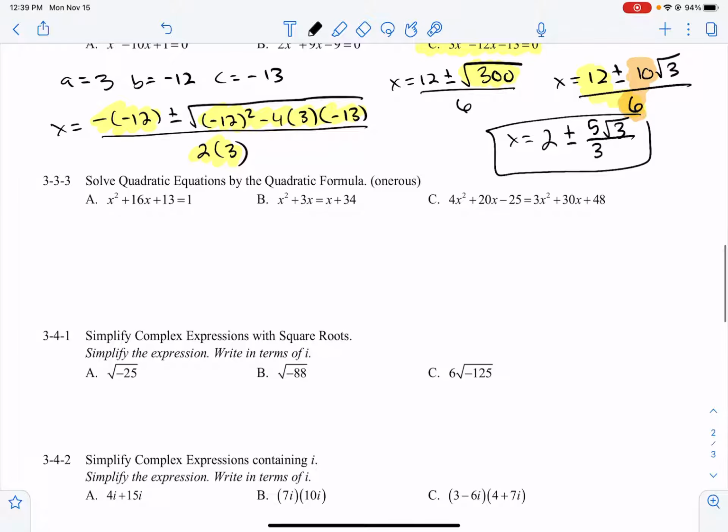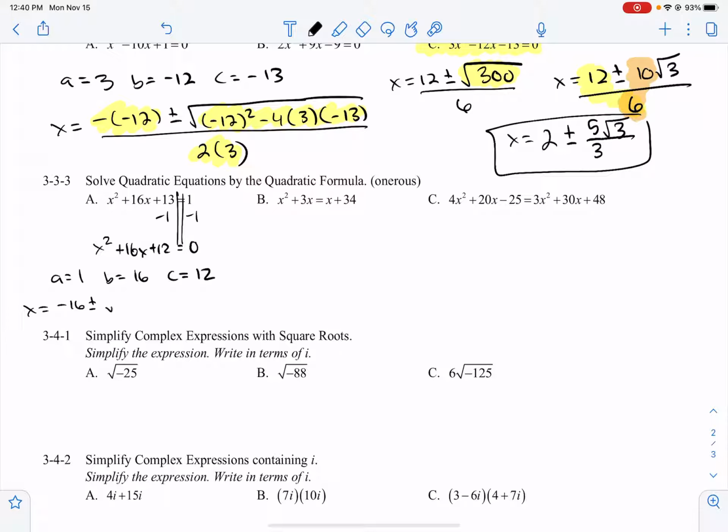Okay, next section, more quadratic formulas. X squared plus 16x plus 13 equals 1. So this one, I just have to minus 1 from both sides. So I get x squared plus 16x plus 12 equals 0. So my A is 1, my B is 16, and my C is 12. So x equals negative 16 plus or minus the square root of 16 squared minus 4 times A, which is 1, times C, which is 12, all divided by 2 times 1.